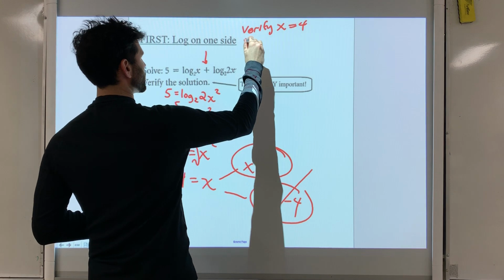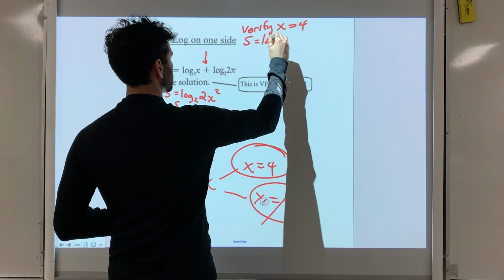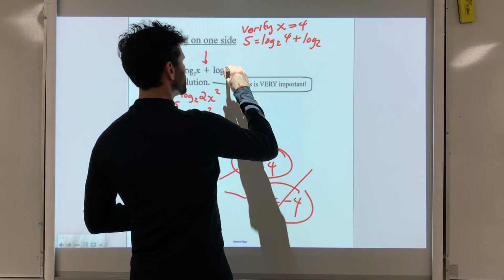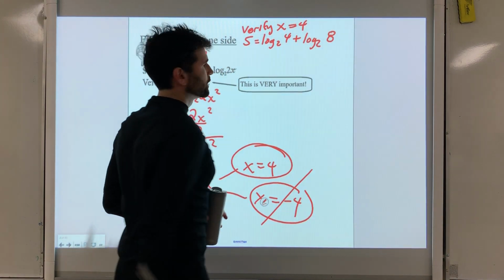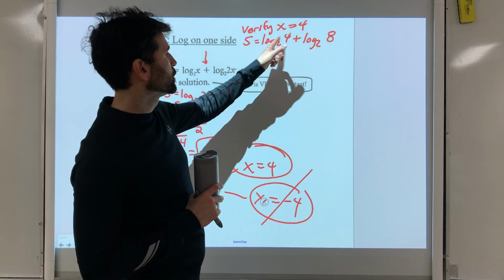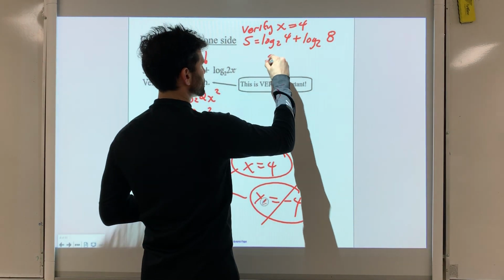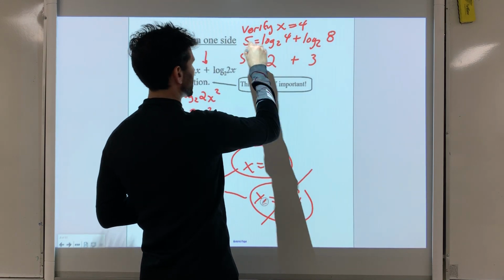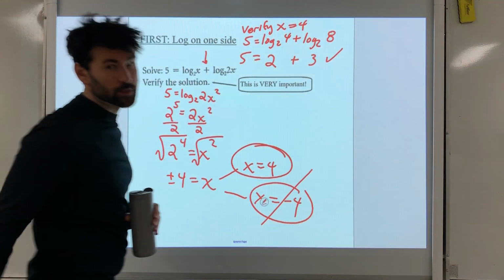So if you plug in 4, you're going to get 5 equals log base 2 of 4 plus log base 2 of 2 times 4, which is 8. Okay, so now we can evaluate this in our head. 2 to what power is 4? Well, the answer is 2. 2 to what power is 8? Well, the answer is 3. And I can see that 5 equals 2 plus 3, so it's verified.